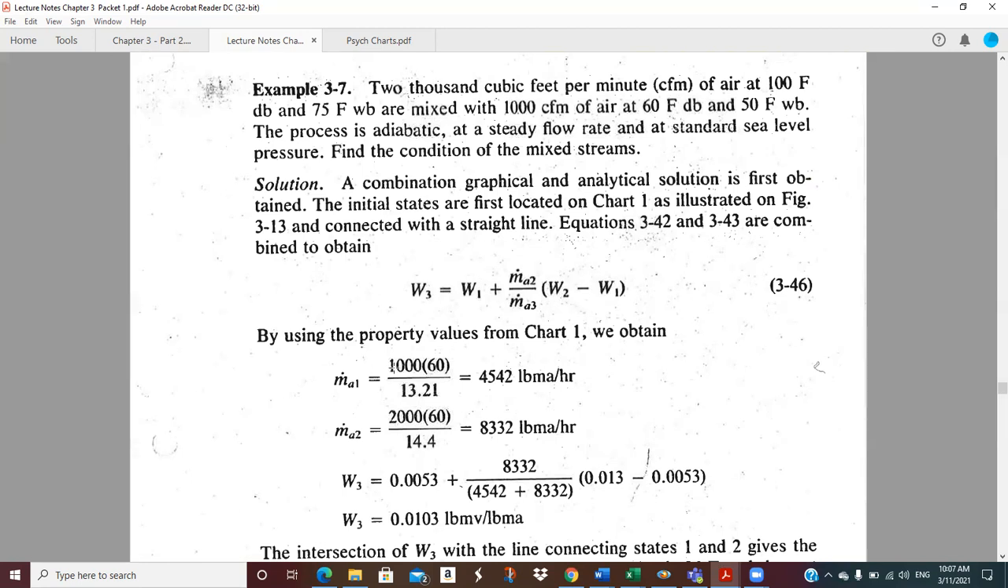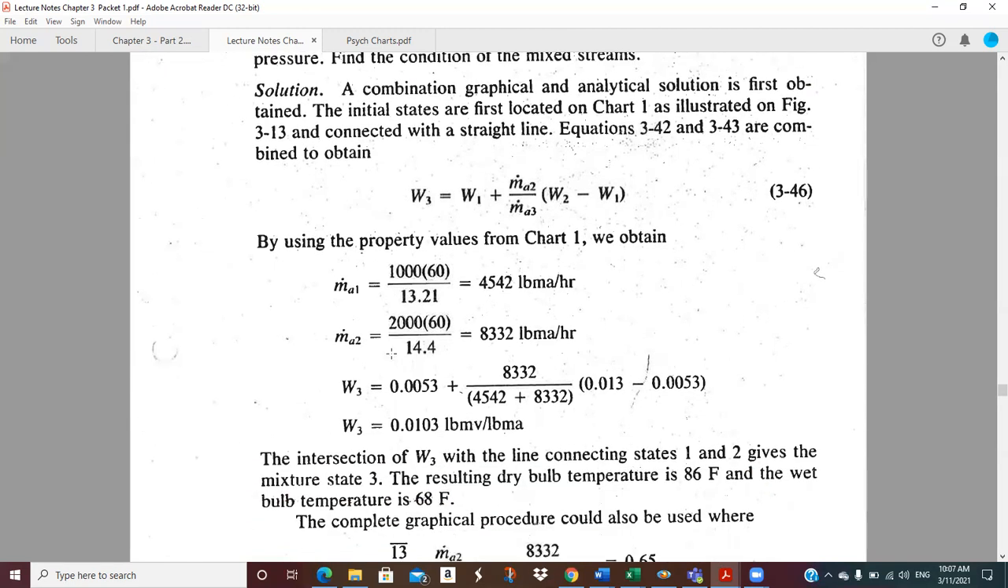So what we have to do then is calculate the mass flow rates from the volume flow rates. So we know how to do that. So 1,000 CFM times 60 divided by specific volume, 4542 pounds mass per hour. And the M dot A2 is 2,000 times the 60 divided by 14.4. So it's 8332 pounds mass dry air per hour. And then plugging in these equations, and also looking up the humidity ratios at 1 and 2, then we can calculate the humidity ratio at 3 at 0.0103, and then you can go into the psych chart.